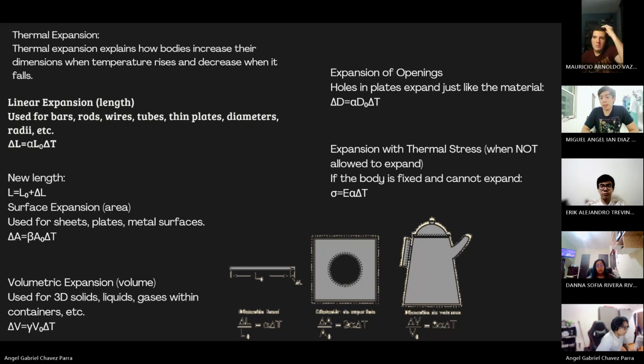Now, expansion of openings. It means that holes in a plate expand just like the material. Delta D is the change in diameter. Alpha is the linear thermal expansion coefficient. D0 is the initial diameter, and delta T is the change in temperature, as I have said before.